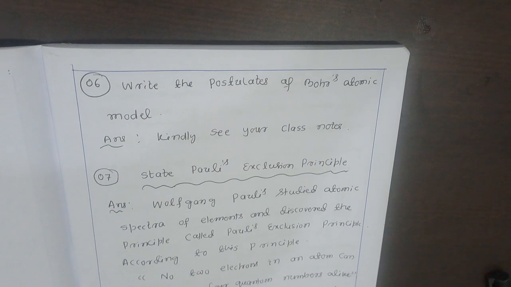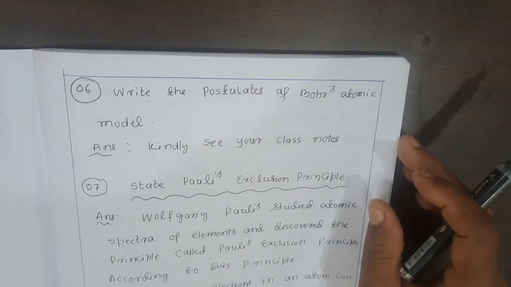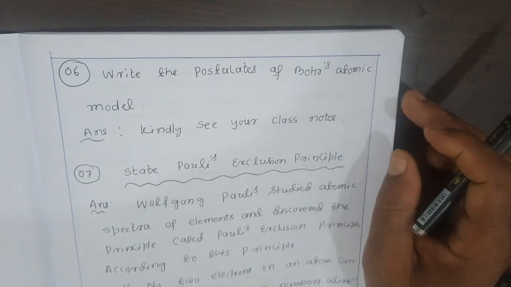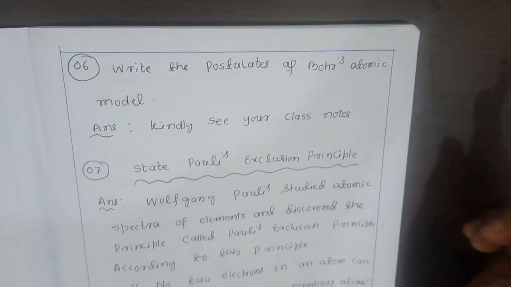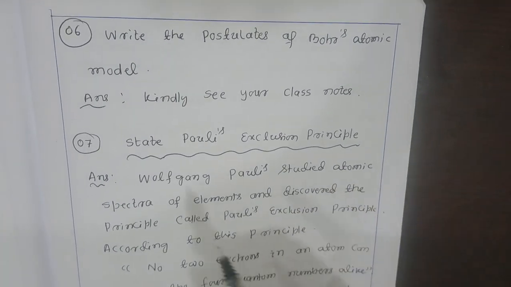Now next question is write the postulates of Bohr's atomic model. Kindly see your class note. This is the 5 marks type of questions. Next question is state Pauli's exclusion principle.